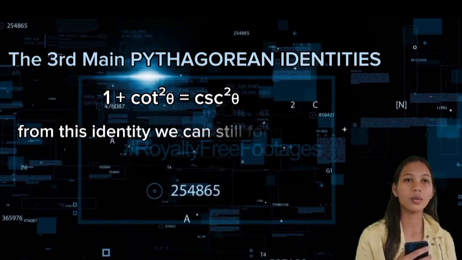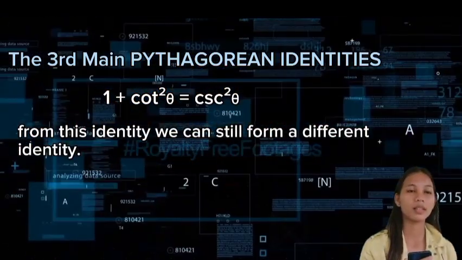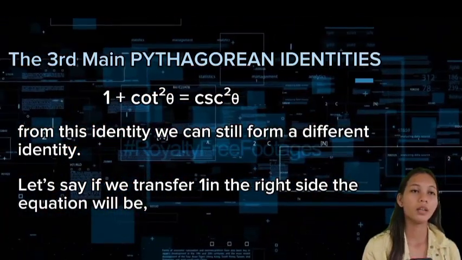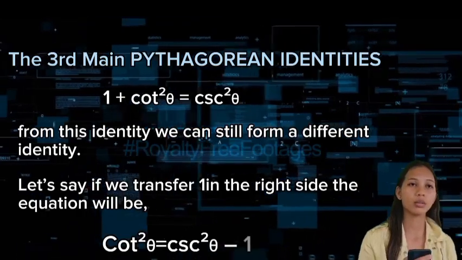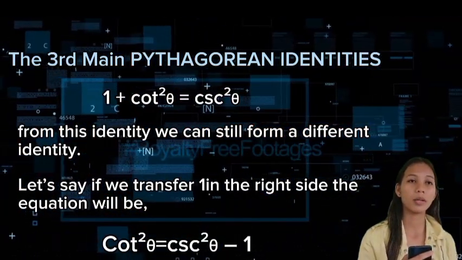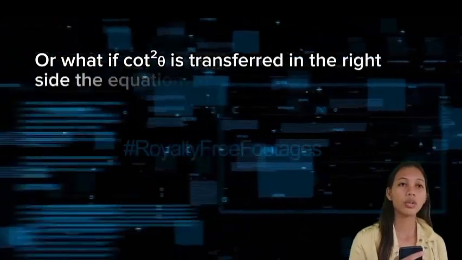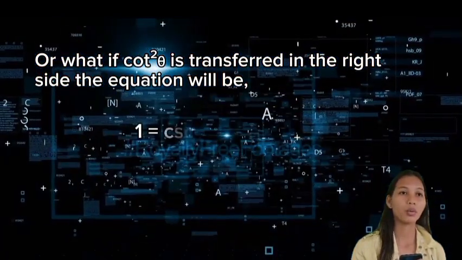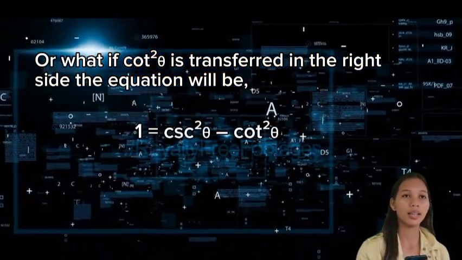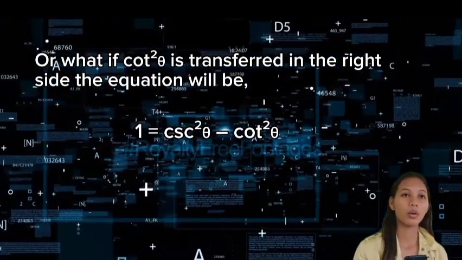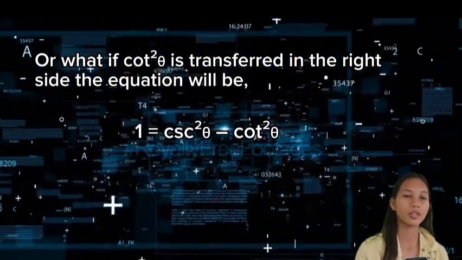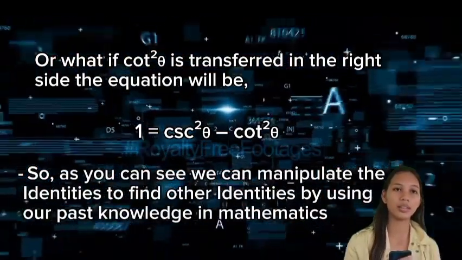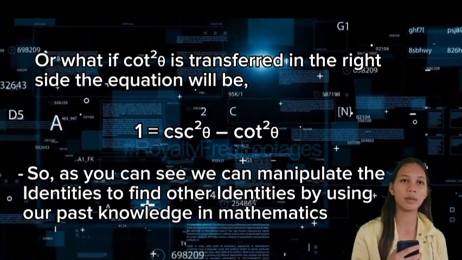From this identity, we can still form a different identity. Let's say if we transfer 1 to the right side, the equation will be square root of cotangent theta is equal to square root of cosecant theta minus 1. Or what if square root of cotangent theta is transferred to the right side, the equation will be 1 is equal to square root of cosecant theta minus square root of cotangent theta. So, as you can see, we can manipulate the identities to find other identities by using our past knowledge in mathematics.